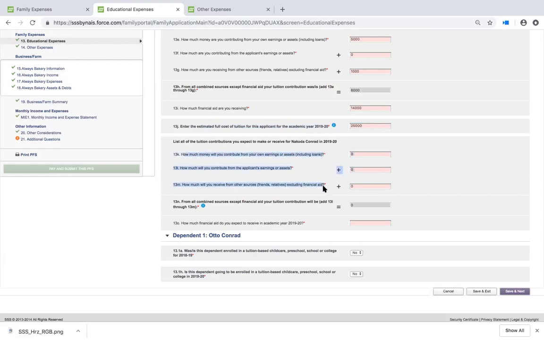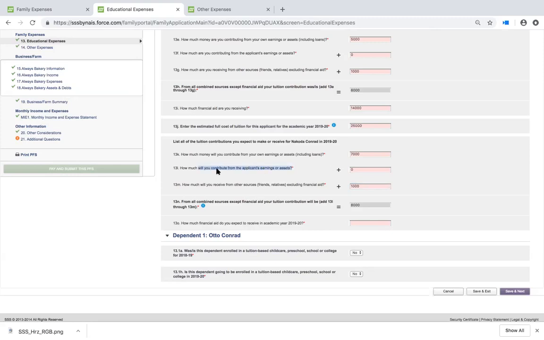Then it's going to ask the same set of questions. How much can we contribute from our own earnings and assets? After sitting down and creating a monthly budget, we found that for the whole school year, we can afford to contribute $7,000 this year. The applicant will still not contribute. And then from relatives or friends, we are contributing another $1,000, just like last year.